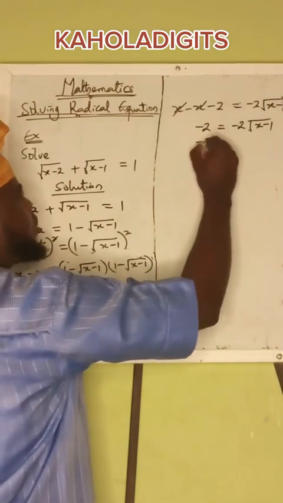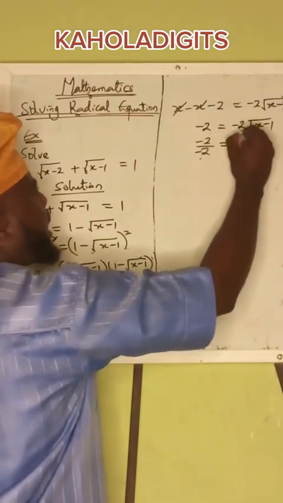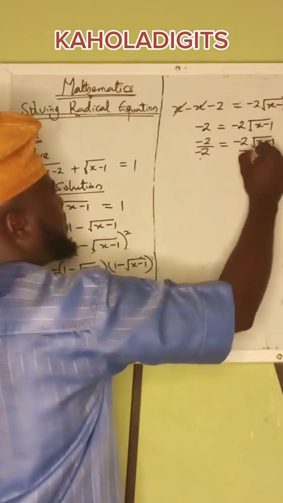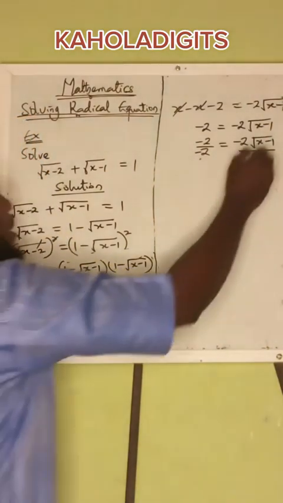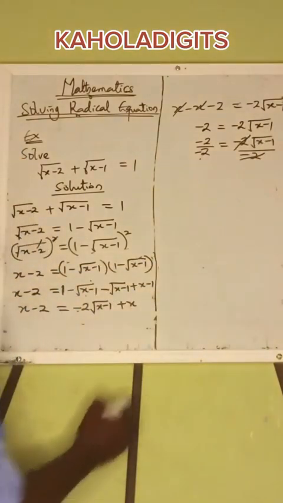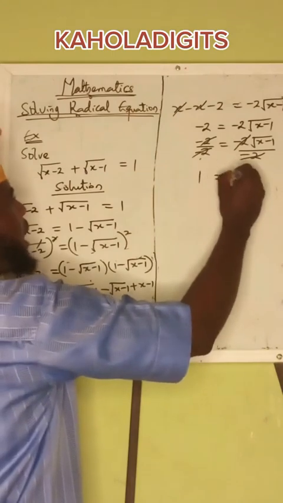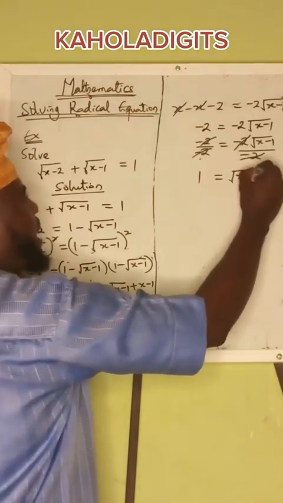That'll be minus 2 divided by minus 2 equal to minus 2 root of x minus 1 divided by minus 2. Minus 2 cancels minus 2 here. Minus 2 divided by minus 2 will give us 1. Then equal to root of x minus 1.